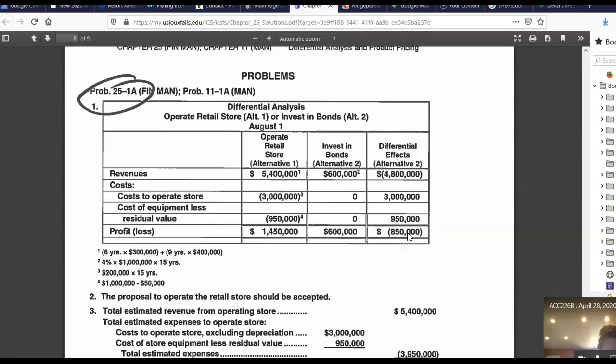But it would be like this. If you look at this problem, you would say alternative 1 is more advantageous than alternative 2 by $850,000, right? We don't need to worry about whether it is a positive or a negative, but so that we know which alternative is better and by how much.